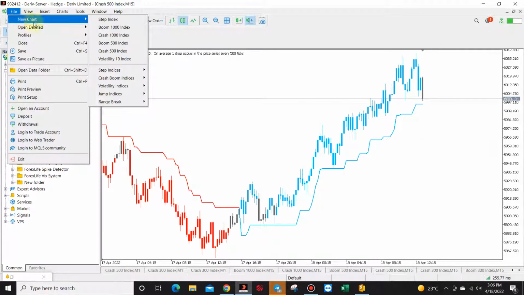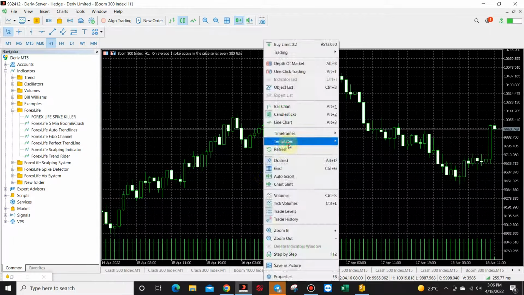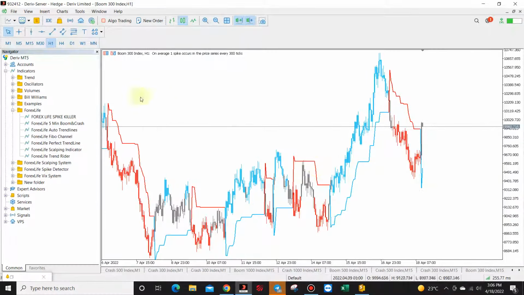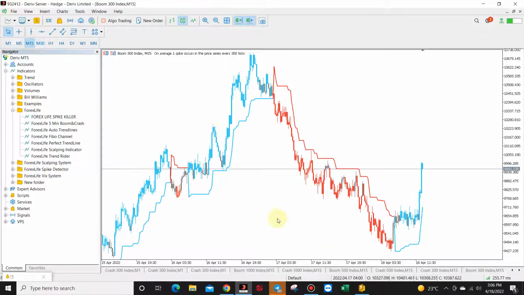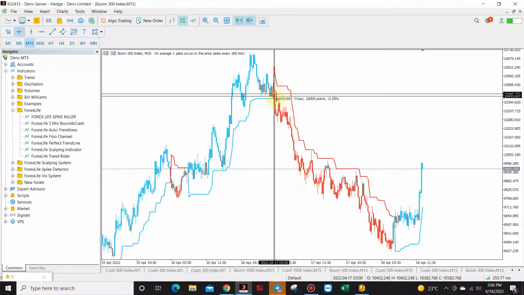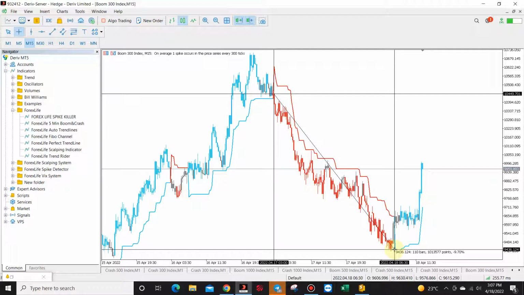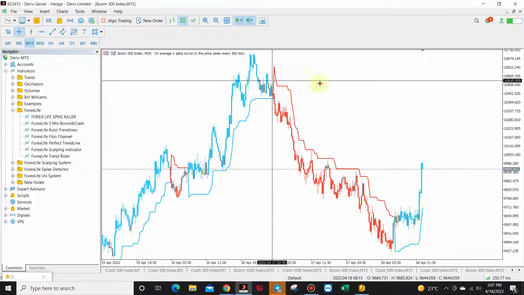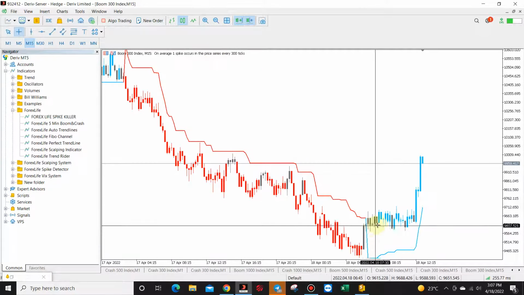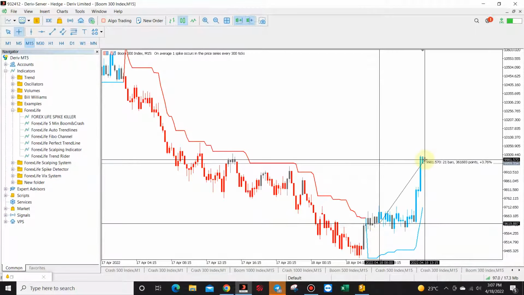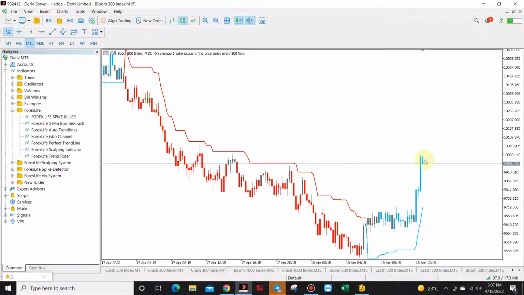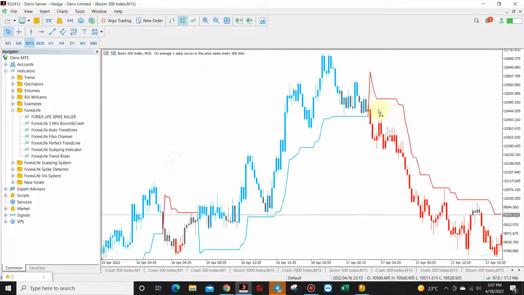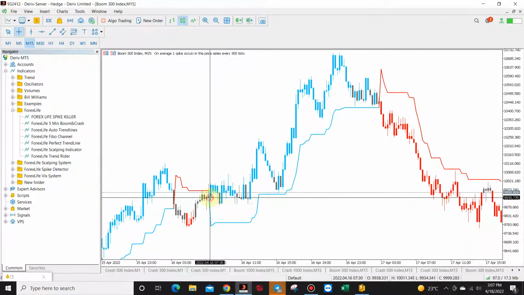Let's load it on Boom 300. Over here on the 15 minutes, yeah, you could have caught this nice sell right till there. Currently, you would have entered your buy. Let me just zoom this a bit. You would have entered your buy over here and you would still be in your buy position on Boom 300. Yeah, you would have caught a nice buy as well, all the way up till there.